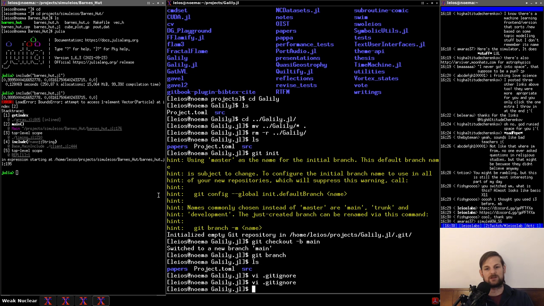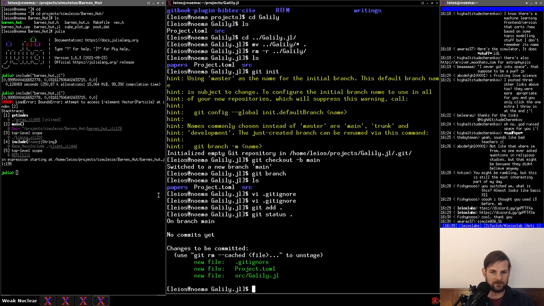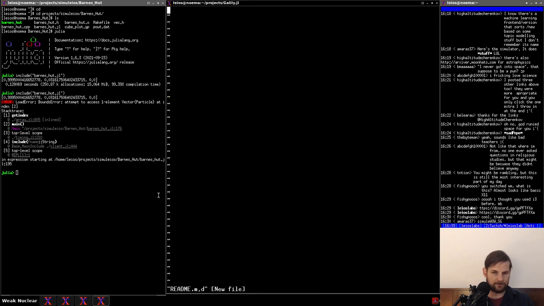So we have the Git repository generated. We have a very basic Julia layout and everything. So git add dot, git status, sure, git commit -m, adding... Oh, I should probably also add a readme. README.md is going to be Galilee.jl, a simple n-body galaxy simulation.